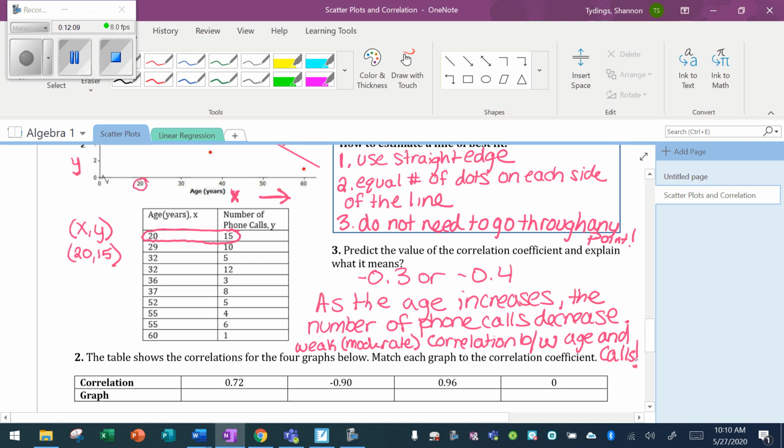Okay, so we'd say that our correlation coefficient is like negative 0.3 or negative 0.4. We know as the age increases, the number of phone calls decrease is what we'd expect. And we'd say there's a weak, moderate correlation between the age and the number of phone calls. Okay, so those are the things that we talk about when it comes to correlation.